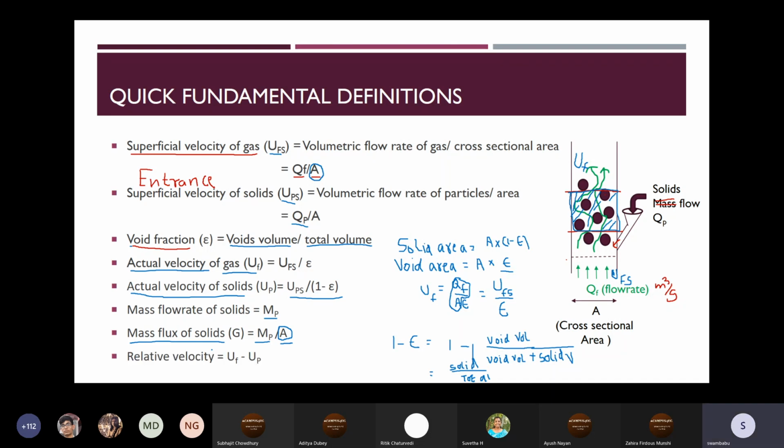Excuse me, sir. So here, relative velocity. Yes, please. The definitions we are talking about, are they for pneumatic transport or fluidization? These are the fundamental definitions, applicable to fluidization, minimum fluidization, and pneumatic transport. These formulas are applicable for all of these. Okay, sir. Thank you.